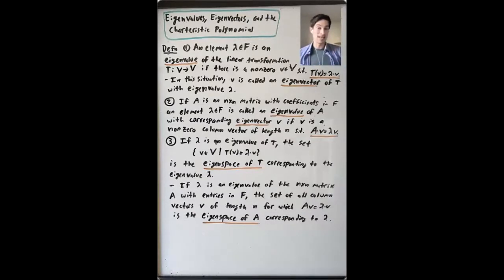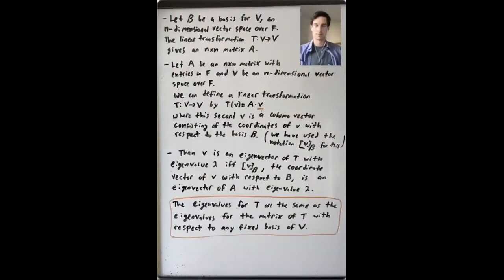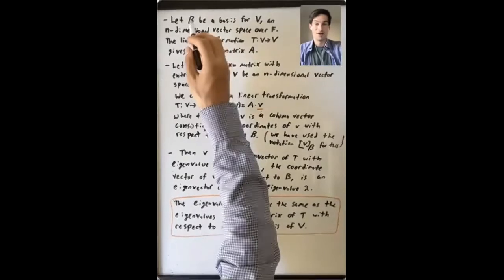All right, so I'm going to pause and erase, and then I'll tell you a little bit about the relationship between eigenvalues and eigenvectors of a linear transformation and eigenvalues and eigenvectors of a matrix representing that linear transformation with respect to some chosen basis B of your vector space V. If we start with a vector space and a linear transformation, and we choose a basis for that vector space, we get a matrix. Let's remember how this works.